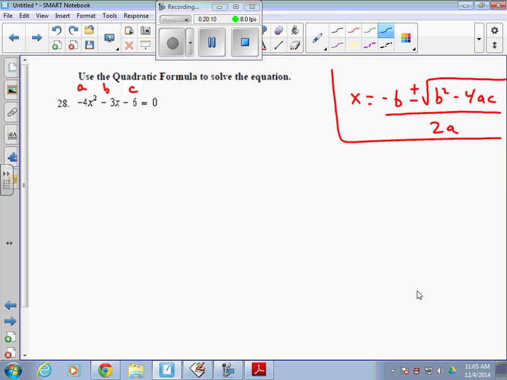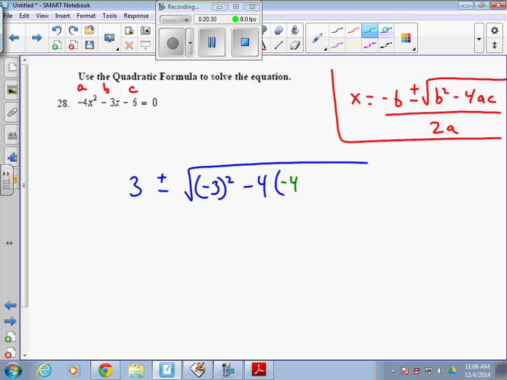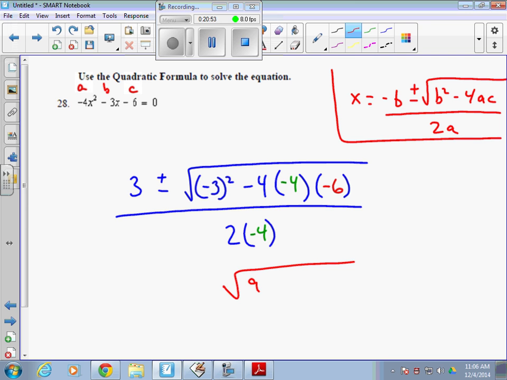So negative B, B's value is already negative. So you're making a negative negative, so it's going to be positive 3 plus or minus the square root of B squared, negative 3 squared, minus 4 times A's value is negative 4 times C's value is negative 6. And all of that is over 2 times A's value again is negative 4. So simplify everything under the radical. Negative 3 squared is 9. So we have this now. 9. Negative 4 times negative 4 is positive 16 times negative 6. And all of that's over 2. It's plus or minus 3. And all of that's over 2 times negative 4 is negative 8.